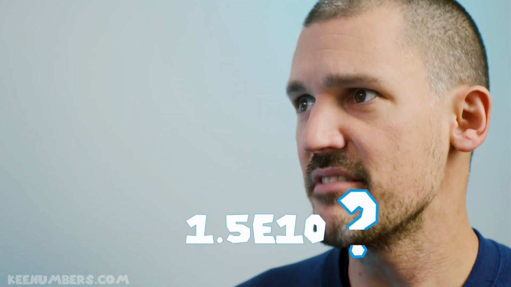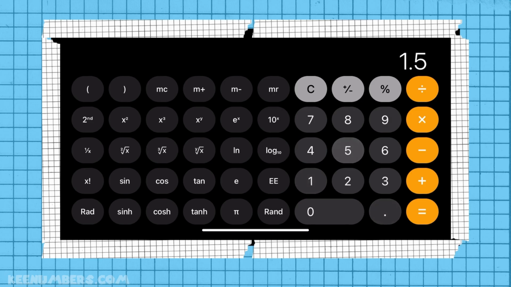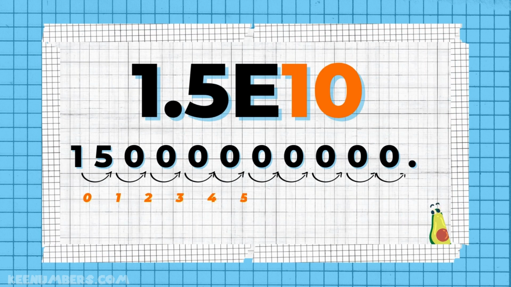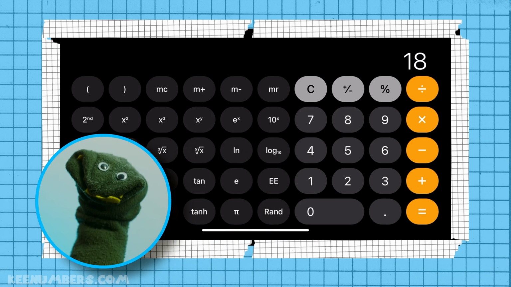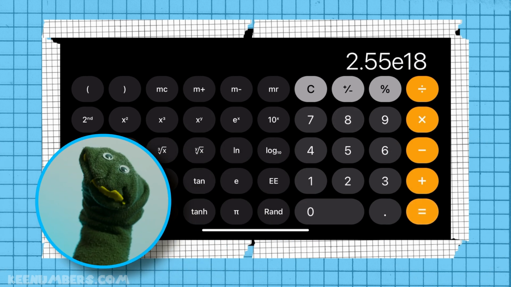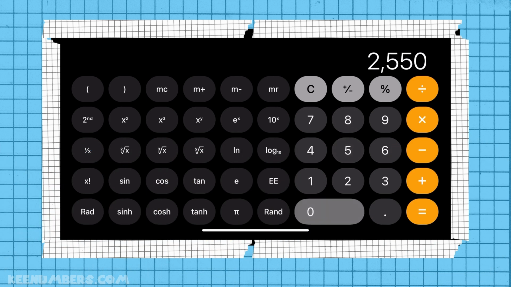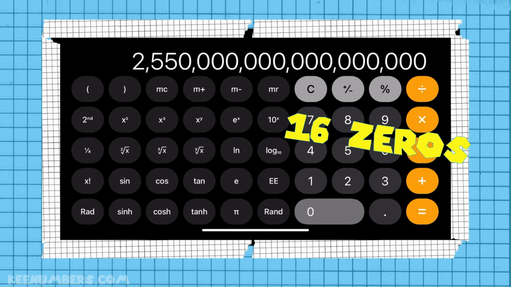Ja! Gut. And what is 1.5e10? Well, 1.5e10 means you're going to move the decimal over 10 places to the right because you're multiplying by a number that has 10 zeros in it. Ach, zu hart. What is 2.55e18? 2.55 times 10 to the 18th power, so effectively you're moving the decimal over 18 places. So 255 followed by 16 zeros.